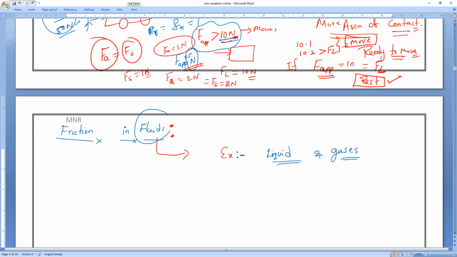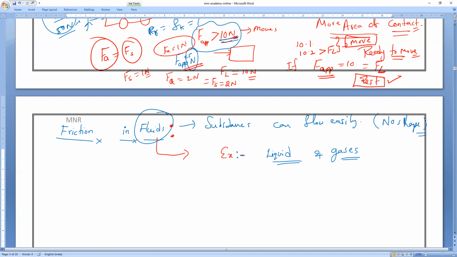So why can we call them fluids? Because they can flow. Yes, the substances can flow easily, so they are called fluids. According to me, there is another point: fluids have no particular shape, and they are not rigid in nature. That is why they can flow easily from one point to another, and that is why they are called fluids.